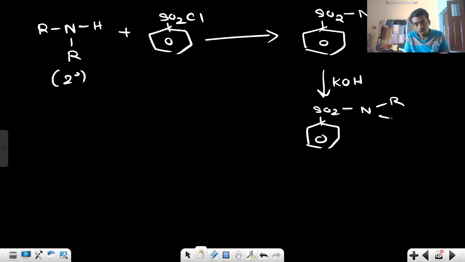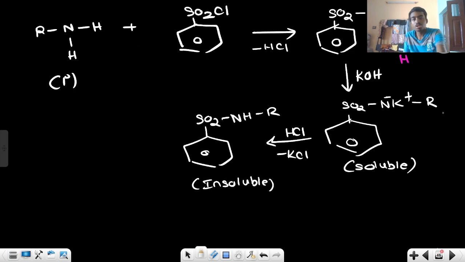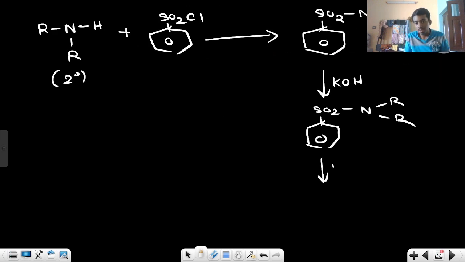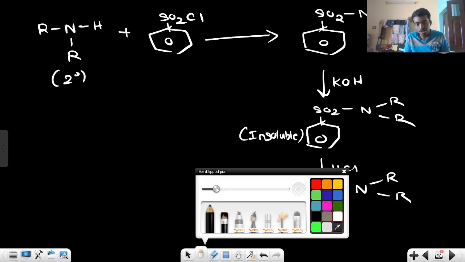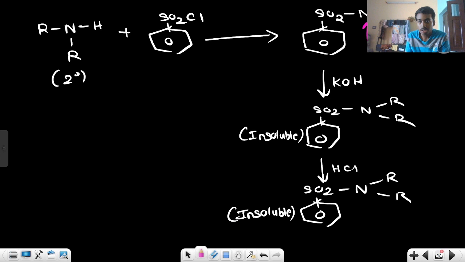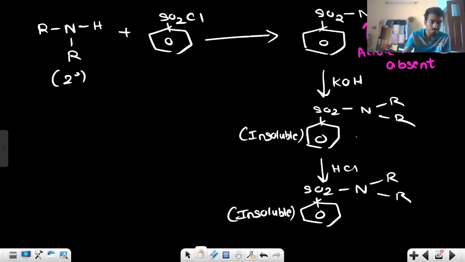SO2NR. That is why we have told you that 2 degree amine is insoluble in both the cases, because there is no replacement happening. So if I put even HCl in this, then also it will remain insoluble, nothing will happen. SO2NR. Okay, insoluble. Why insoluble? Because acidic hydrogen is absent. I am writing here, acidic hydrogen absent. Okay, so if acidic hydrogen is absent, then there is no question of it happening, right?